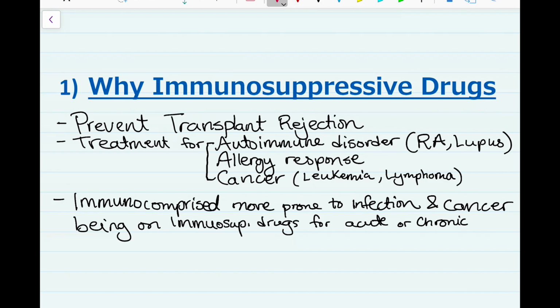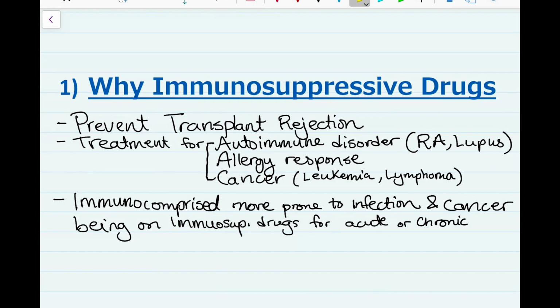Today we're going to talk about immunosuppressive drugs, and in the outline we will first talk about why we use immunosuppressive drugs, then we will talk about the normal immune response, and then we will talk about all of the targets or the mechanism of action for these immunosuppressive drugs. So first, why use immunosuppressive drugs?